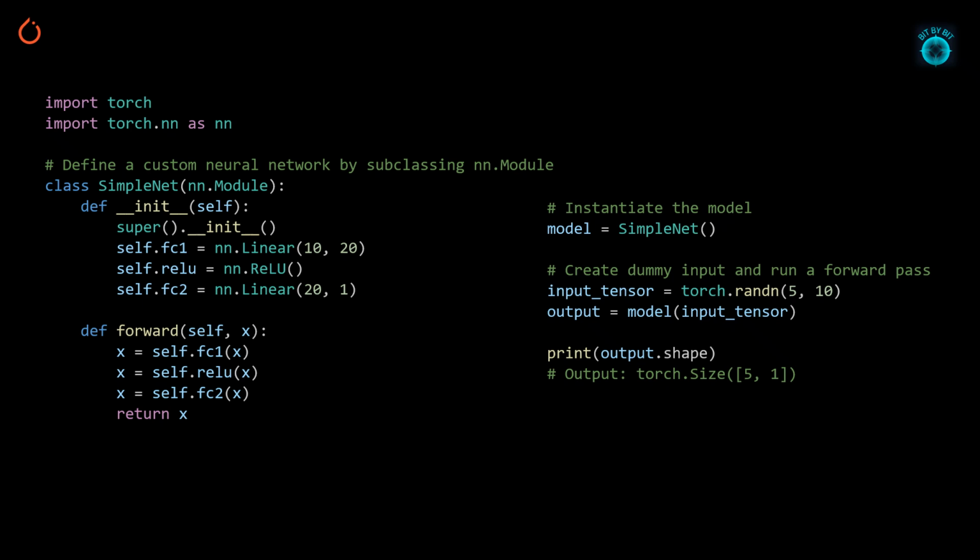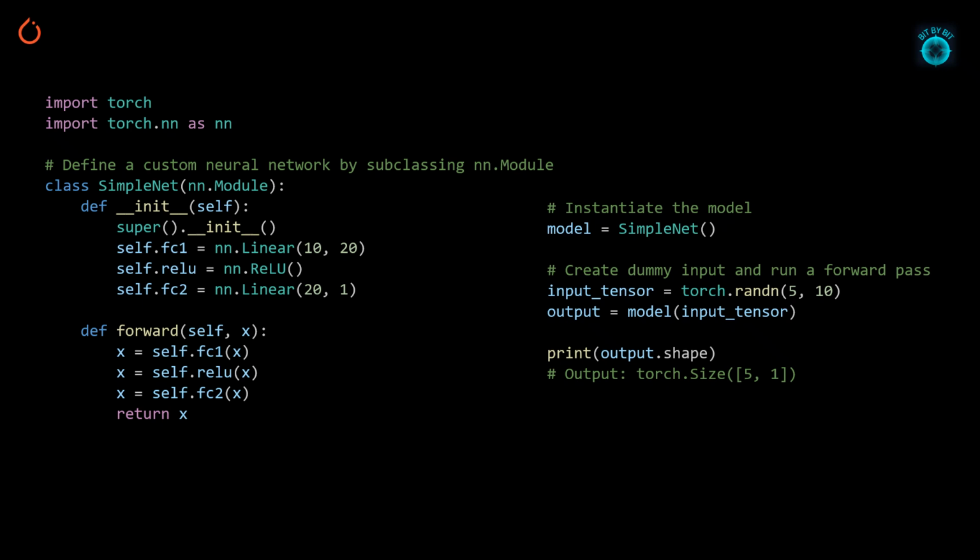In the forward method, we define how data flows through the network. Input goes through the first linear layer, then the ReLU activation, and finally through the second linear layer. Next, we instantiate the model and create a batch of 5 input samples, each with 10 features. We run a forward pass by calling the model with the input tensor. Finally, we print the shape of the output, which is 5 by 1, one result for each sample in the batch. This pattern is the most common way to define flexible, real-world models in PyTorch.